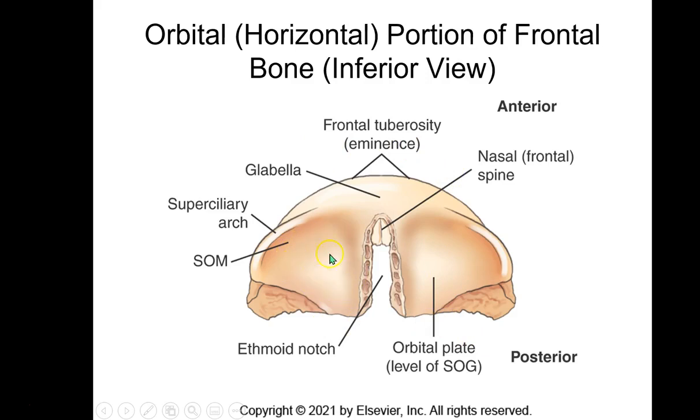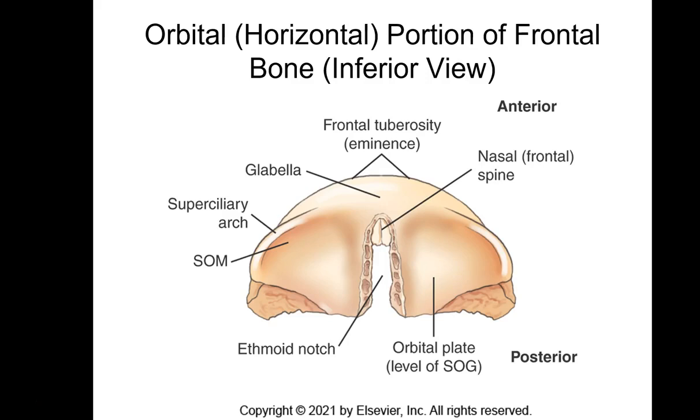This orbital plate here, remember, corresponds to the level of the supraorbital groove, that little groove above our eyebrow that lies at the same level. This is the top, or the roof, of our eye socket. So our eyeballs would sit right in here, just to orientate you. The orbital plate forms the superior portion of each orbit or each eye socket. Below this level are facial bones, and we'll talk about those in a separate set of lectures. Above the orbital plate is brain tissue. That's where our brain lives.